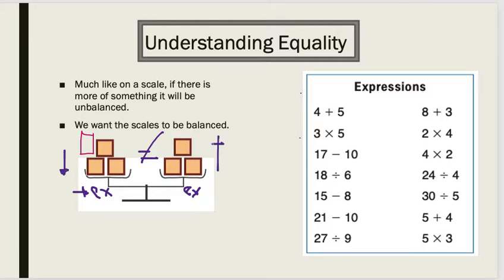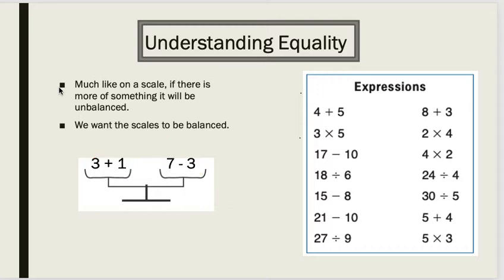And what we're leading to is solving for variables. We want this scale to be balanced. We want the 3 to equal the 3. And this is pictorially, but we also have to do it with numbers. This is another example of an expression: 3 plus 1. Another expression is 7 minus 3. They both equal 4. So even though it's not in images, the expression still equals the expression. And that's really important.